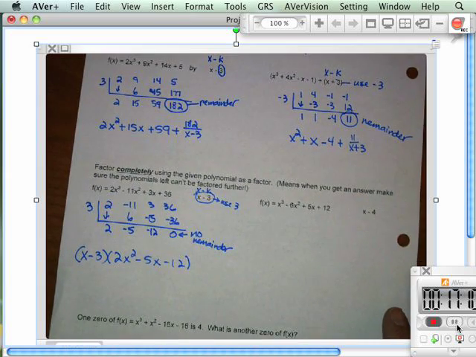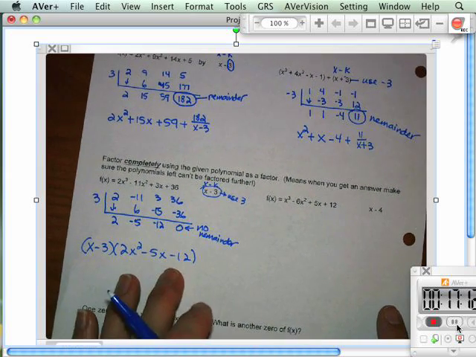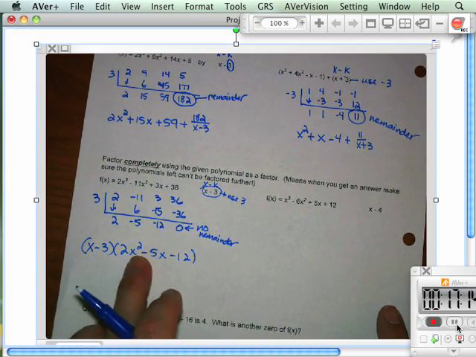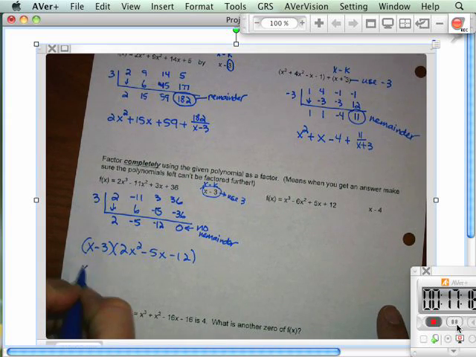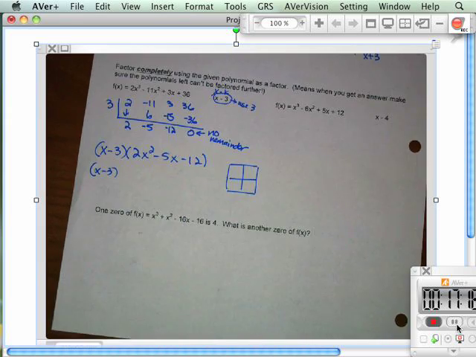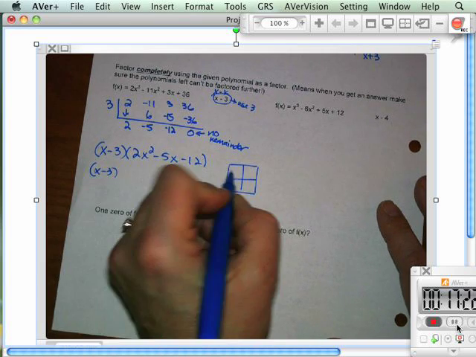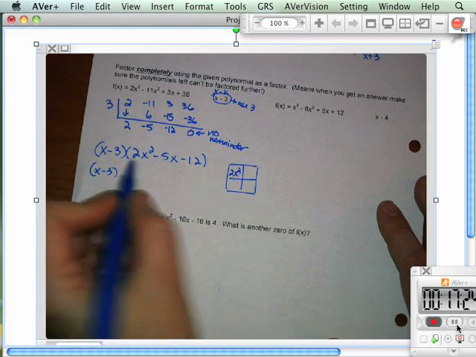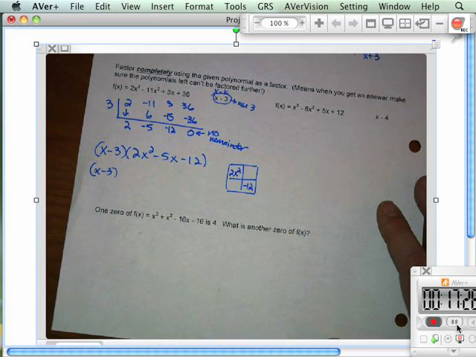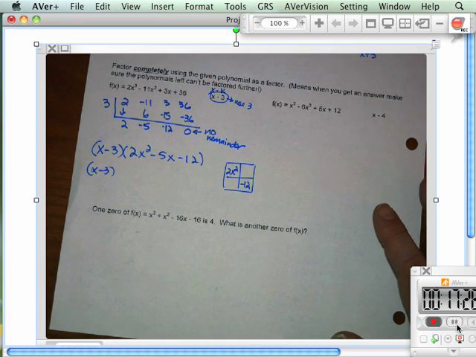Now what I need to do is make sure I can't factor this any further. And I believe I can. X minus 3 is still going to be part of my answer. Anytime I have a trinomial where the leading coefficient is not 1, I just automatically set up the box. Hopefully most of you know how to do this. You can do it your own method if you don't. I got to fill these boxes in.